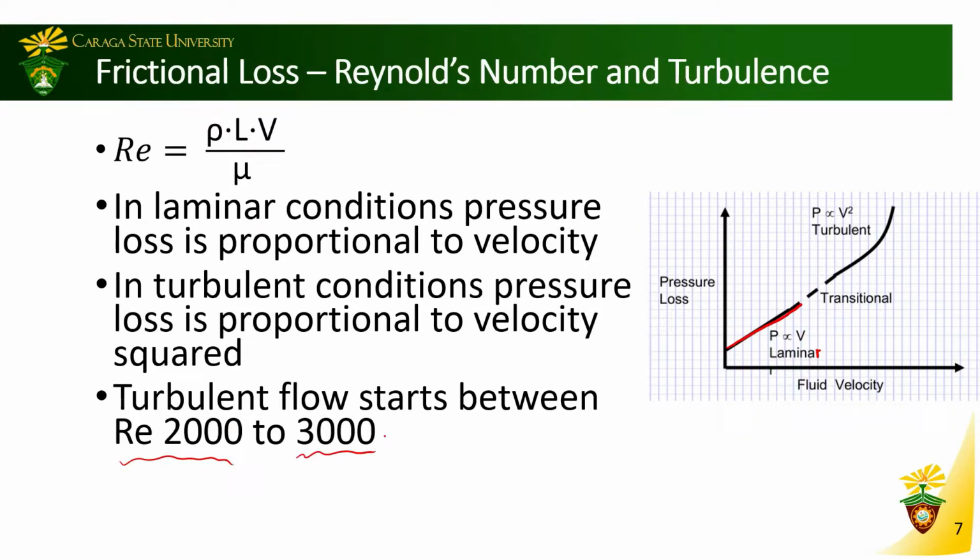Between these values, 2000 to 3000, then it becomes turbulent flow, and the relationship becomes the pressure loss is directly proportional to the velocity squared. In laminar flow, the relationship between pressure loss and velocity is linear, while in turbulent flow, the relationship between the pressure loss and velocity is the square of the velocity. So this would be parabolic in a graph.